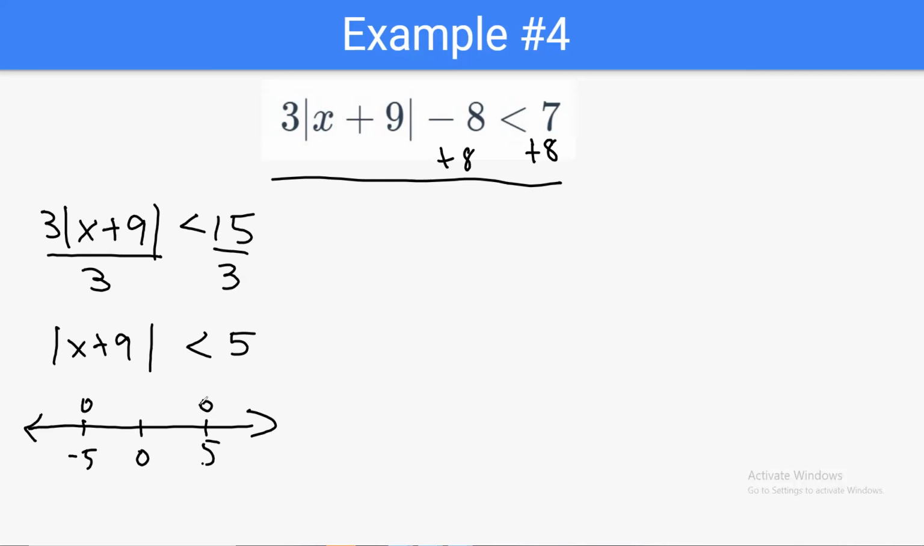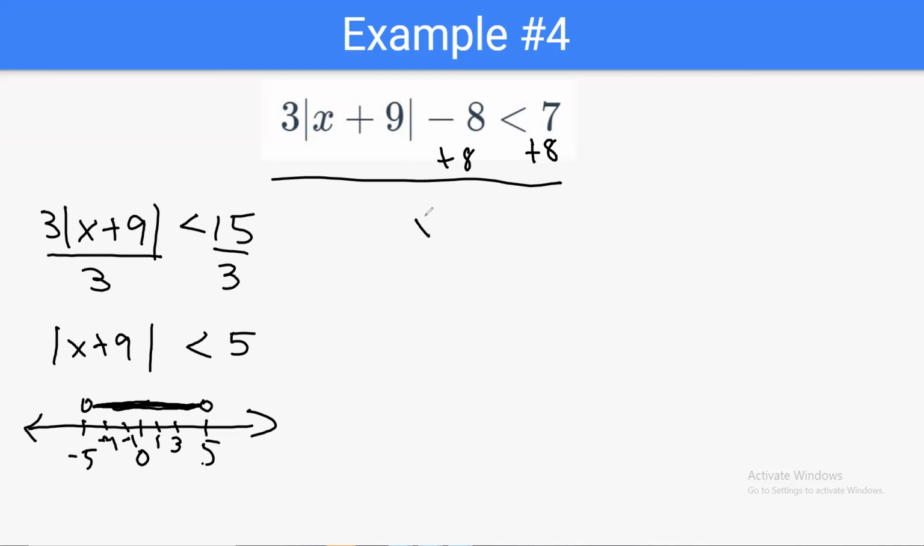If it's less than 5, I want something that's going from 5 to 0, right? And negative 5 to 0, because that's the distances that are less than 5. At like negative 4, or positive 3, or negative 1, or positive 1, they all have distances away from 0 that are less than 5. So it's an AND statement, okay?